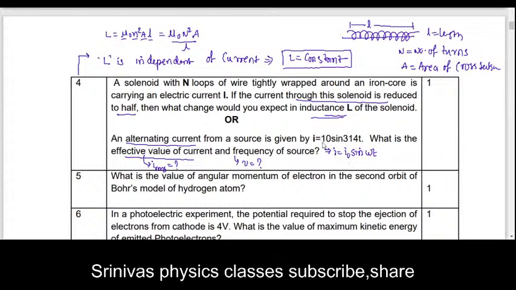Then we can compare these two equations. When you compare them, I naught you will get 10 and omega you will get 314. Then we know from the omega formula, omega is 2 pi nu. 2 pi nu is equal to 314. They are asking us to find nu. So nu is equal to 314 by 2 pi. You simplify it, pi value 3.14, and finally you will get the nu value as 50 hertz. Clear students? Fourth question is completed.